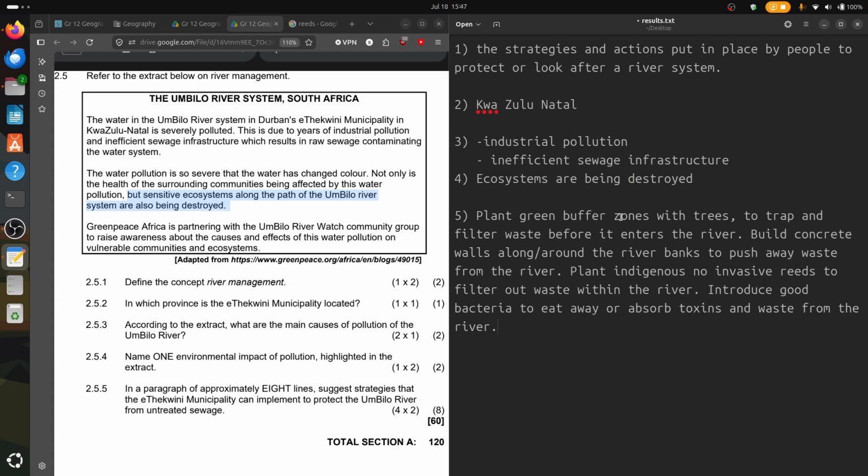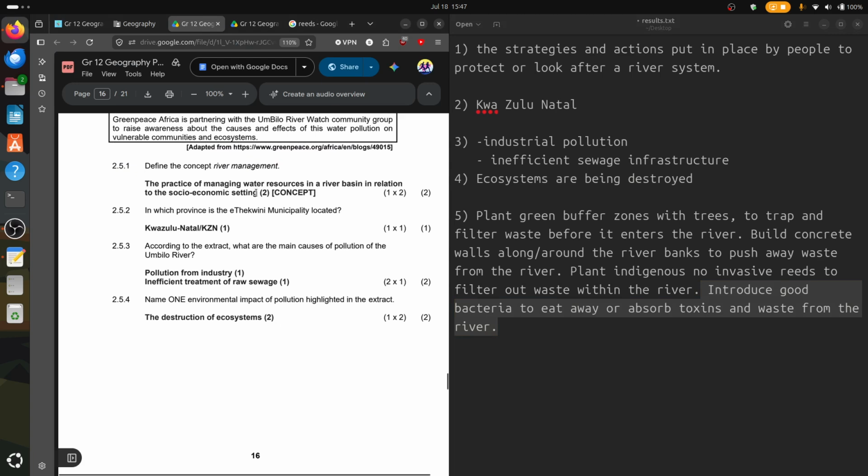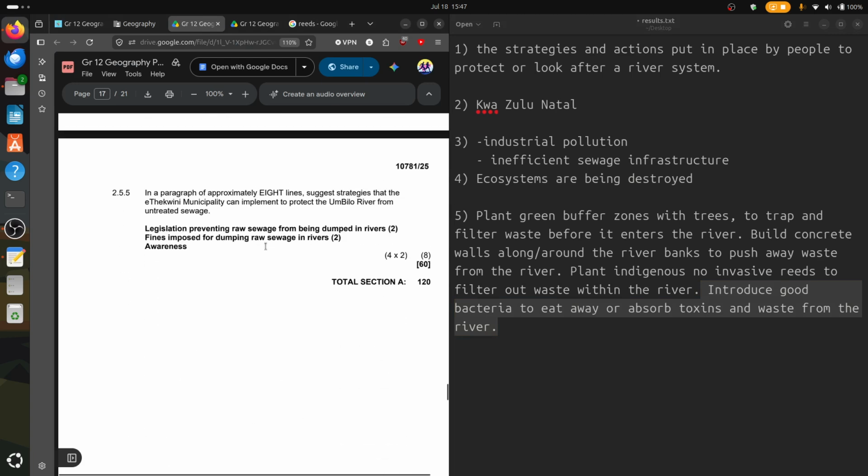Now how many points do we have? We have 1, we have 2, we have 3, and 4. So this is how your paragraph questions would be structured, right? If we take a look at the memo, they actually didn't really give us a lot of points.